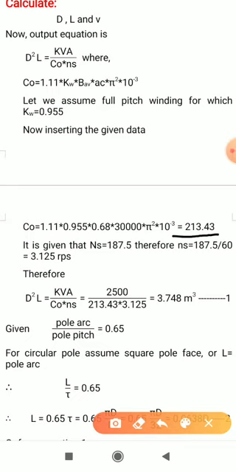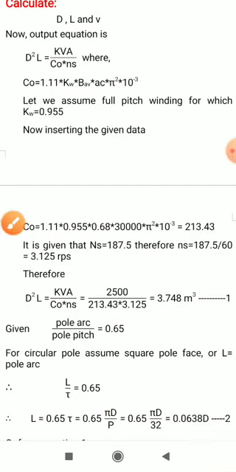As the kVA is directly given in the example and which is 2500, the only unknown is now the Ns. As the capital Ns is given 187.5 RPM, then the small ns becomes 187.5 divided by 60, and that is equal to 3.125 RPS. So after inserting these values in the D square L product, the equation becomes 2500, that is kVA rating, divided by 213.43, that is Co, into 3.125, that is ns, then we get 3.748 meter cube.